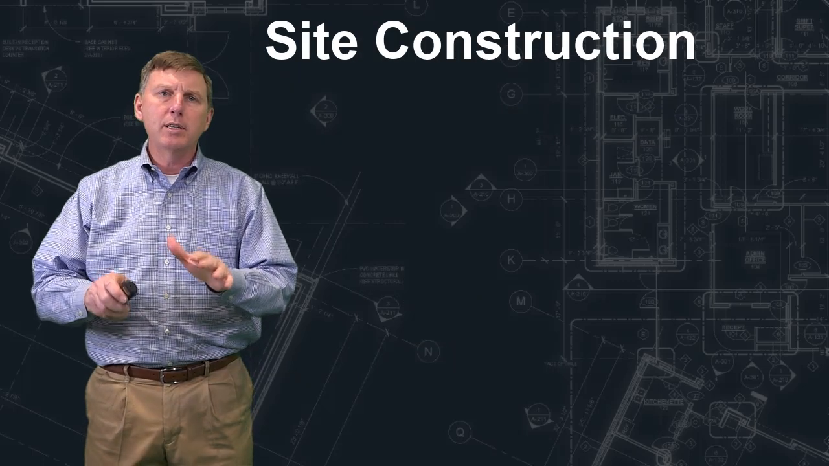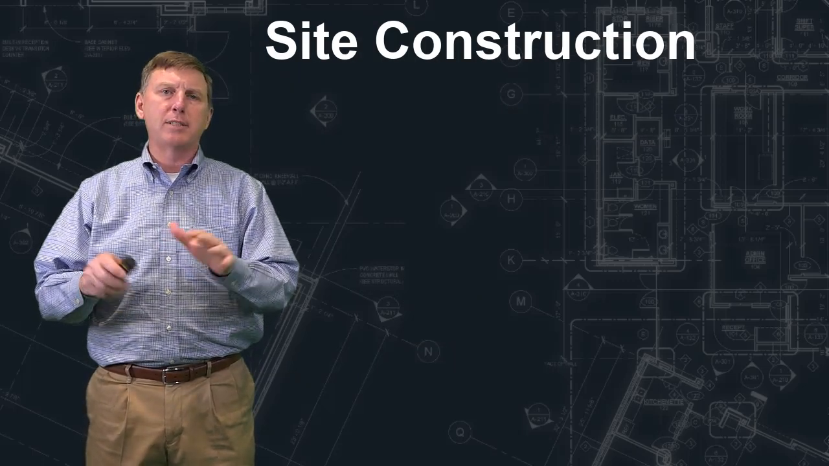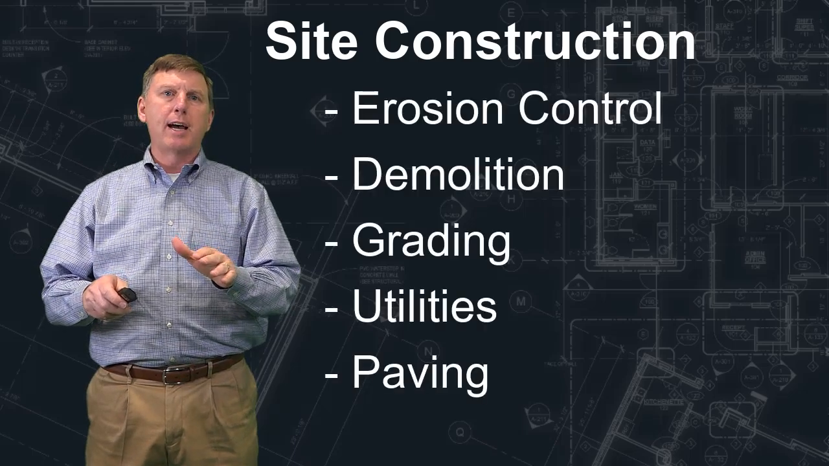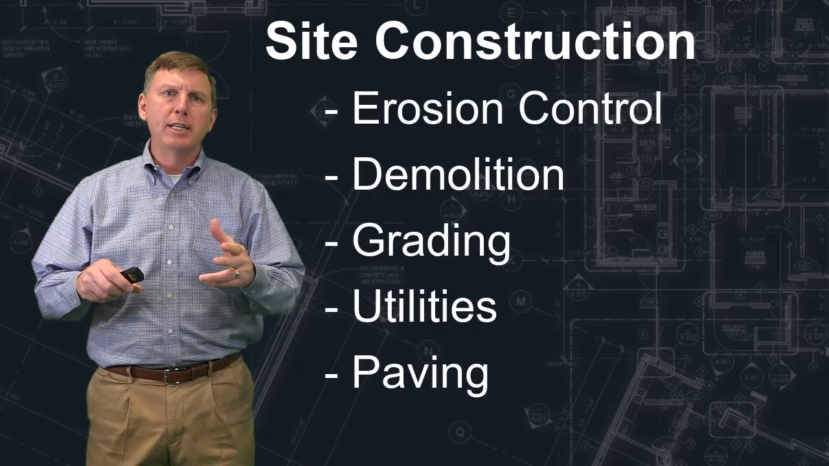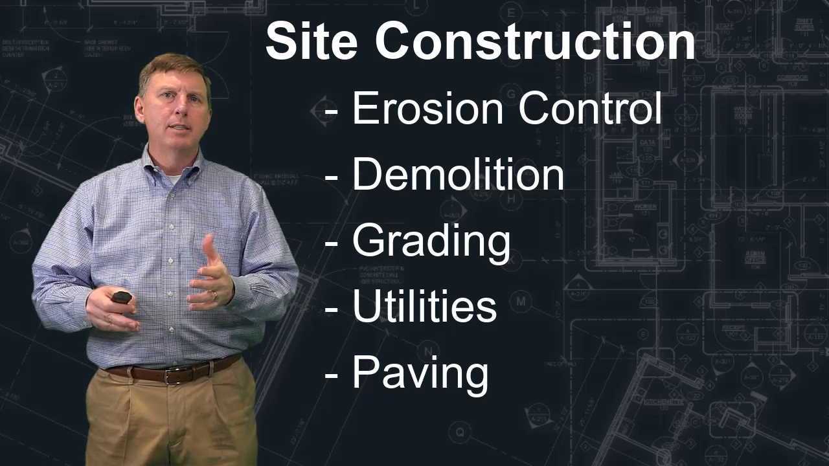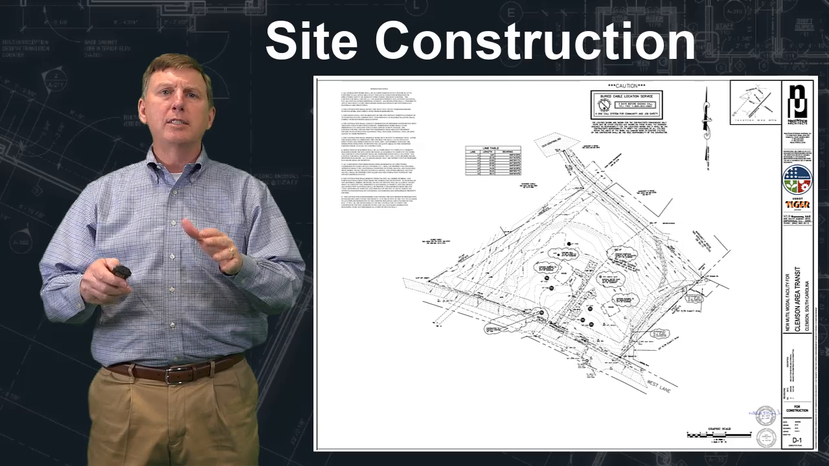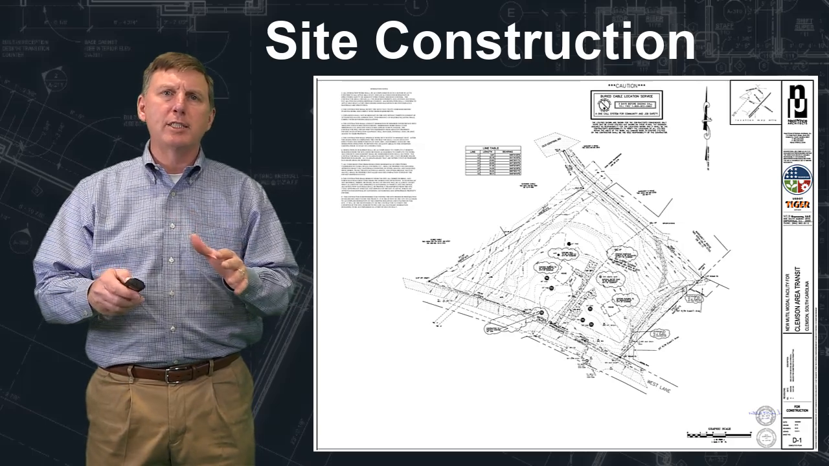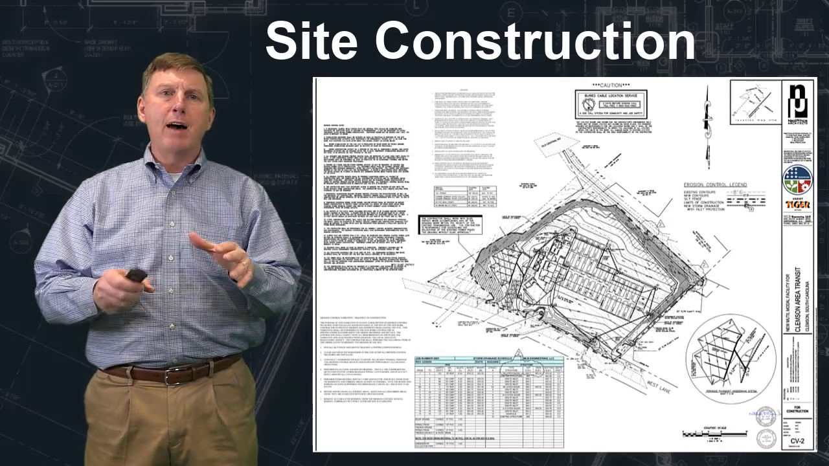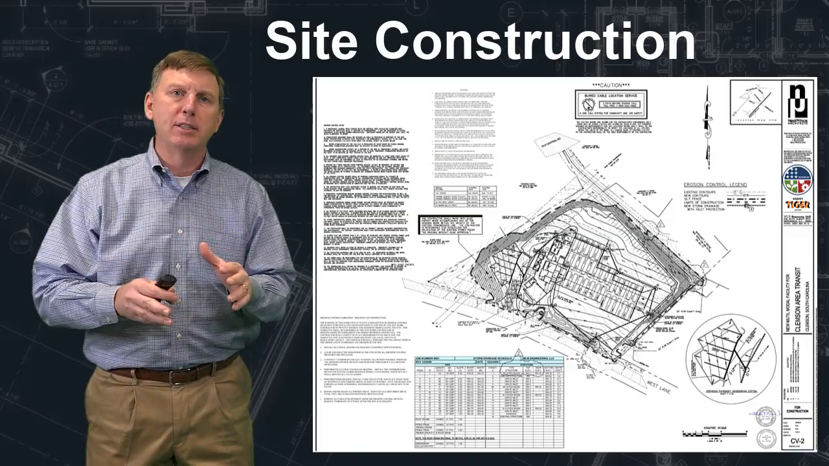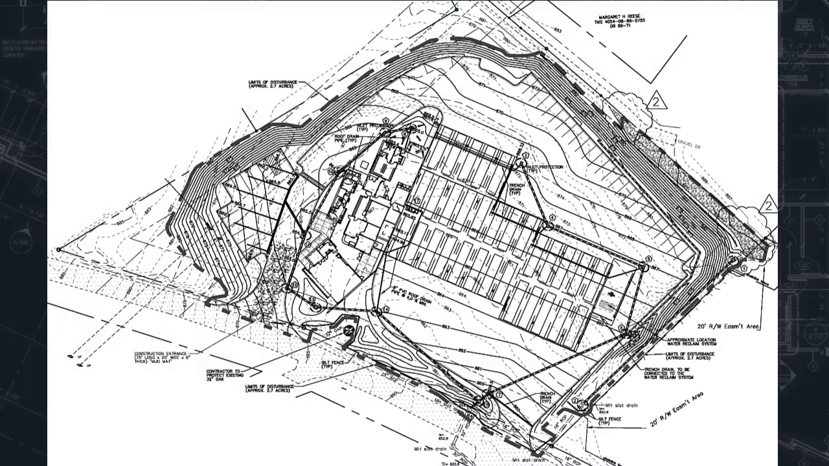Let's look at what it's going to take to build out this project from a site perspective. Let's look at erosion control, demolition, grading, your site utilities, and paving. So we started with existing conditions. We saw what was on the site, but now we have a plan that shows what's going to be on the site. Let's look at those existing conditions again and how they impact what we're going to build.